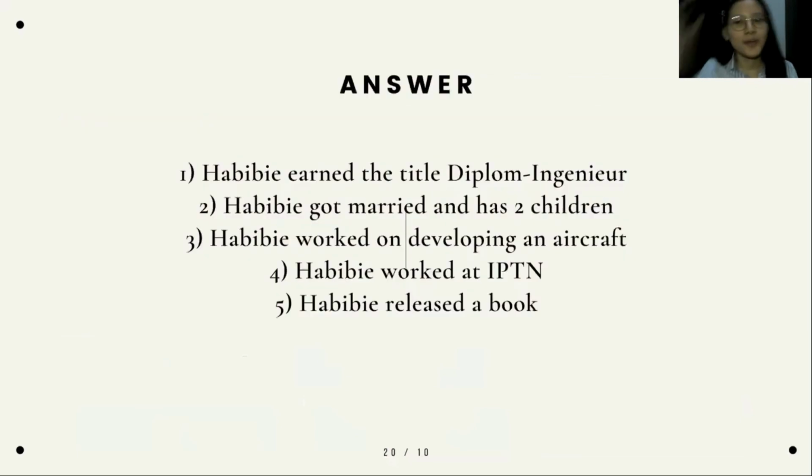Right, so here is the chronological order of the events. Remember what chronological means? Yes, it means in order of time. So first, Habibie earned the diploma, the title, he got married, worked on developing an aircraft, worked at IPTN, and then released the book.